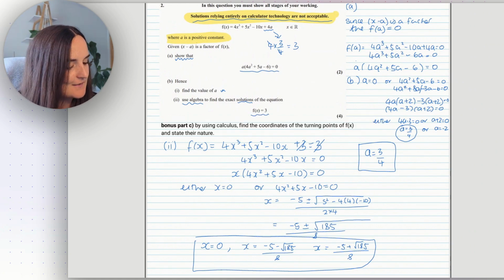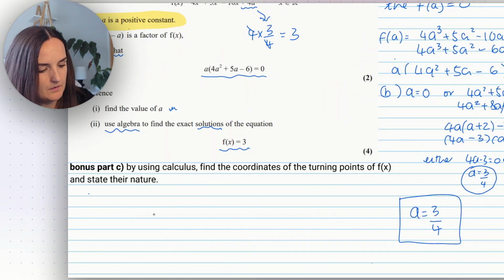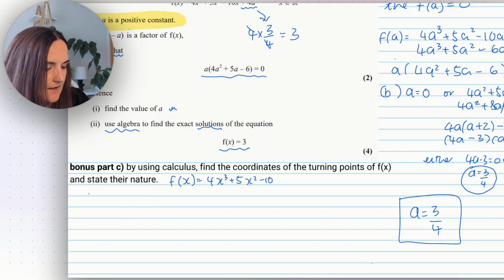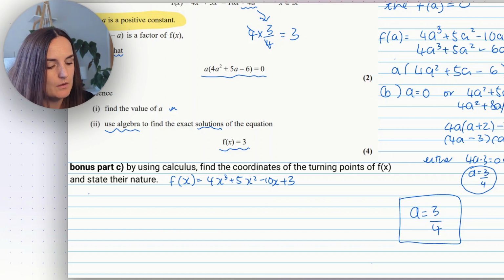Let's have a look. Okay, so it says, part C, by using calculus, find the coordinates of the turning point of f of x and state their nature. Okay, let's create some space. So we need to look at our f of x. So we've got f of x is 4x cubed plus 5x squared minus 10x plus 3, we said earlier. Now it wants a turning point. It's a cubic, so it could have one turning point or it could have two turning points, depending on the question.